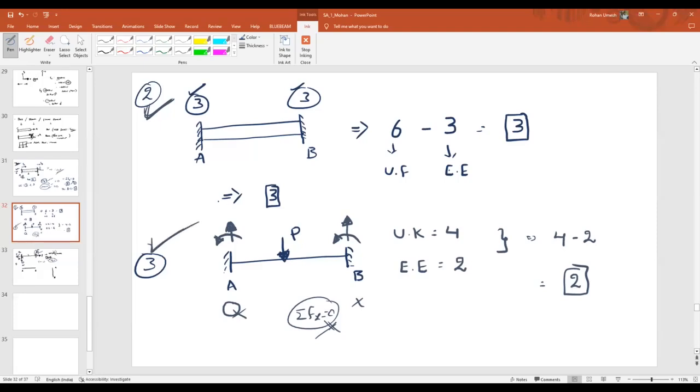Is it clear to everybody about the number of reactions we have to consider depending upon the type of force? Clear? If it is clear, let me ask. Yes, please. Suppose we have 2 loads, then what do we have?